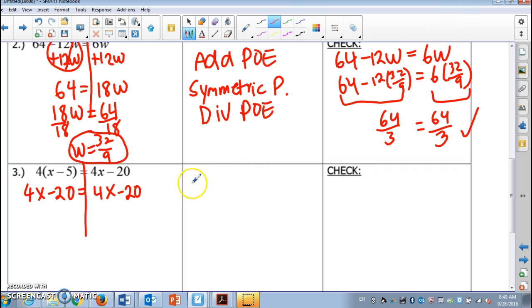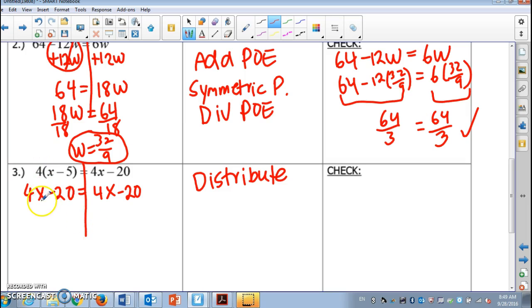So we distributed. Then you will see something very, very interesting. What do you see? Left side of equal sign is exactly same as right side of equal sign. 4x minus 20 is exactly same as 4x minus 20. Is that right? What that means is anytime we put any numbers for x, are we going to end up with the same answer? Yeah.